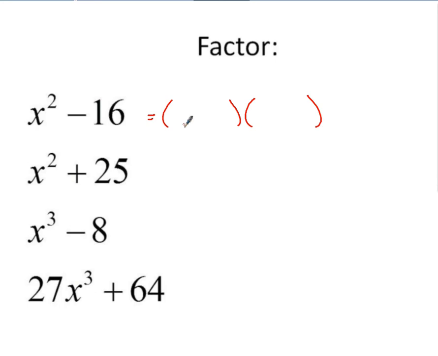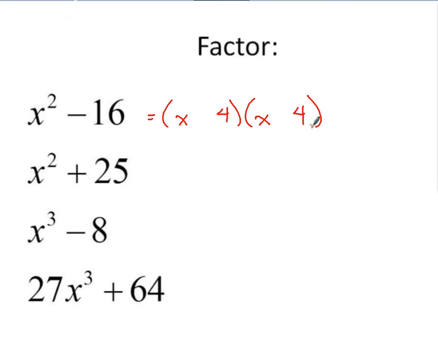First term in each of the binomials is the square root of the first term here. So the square root of x squared is just going to be x. In the last positions, you're just taking the square root of the last value here. So the square root of 16 is 4. 4's go in the last positions.